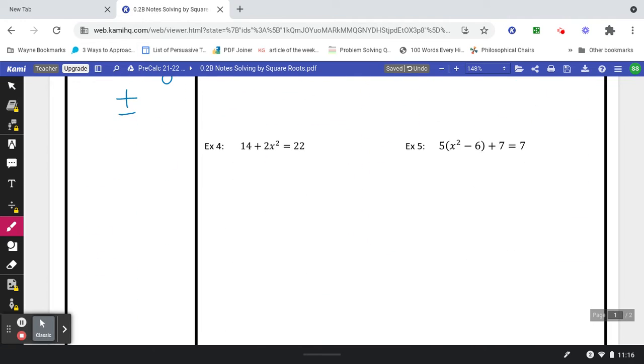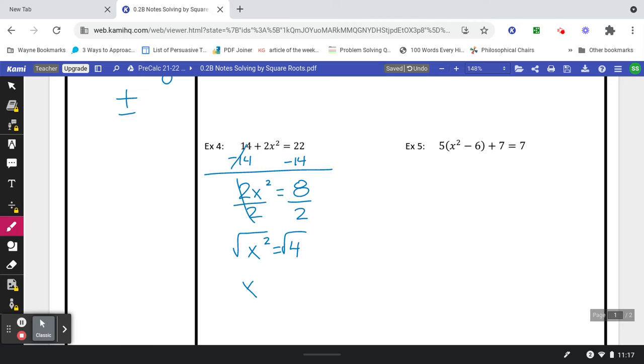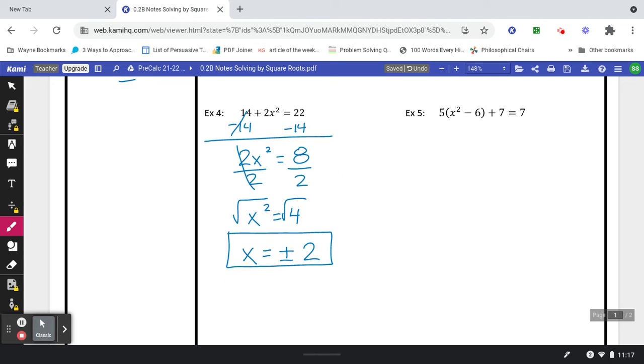All right, for 4 and 5, again, we'll be trying to get the x squared by itself. I'll subtract 14. And then before we square root, you have to get x squared by itself. So you have to divide by the 2 first. Don't square root yet. Once x squared is by itself, square root both sides, and you get plus and minus 2. Sometimes you'll also see the answers written as x equals 2 and x equals negative 2. Sometimes they'll write them separately.